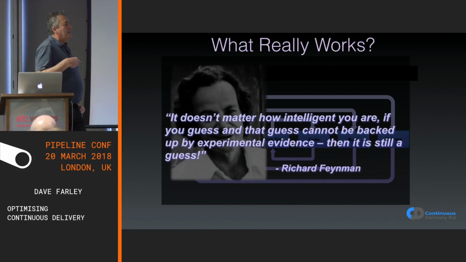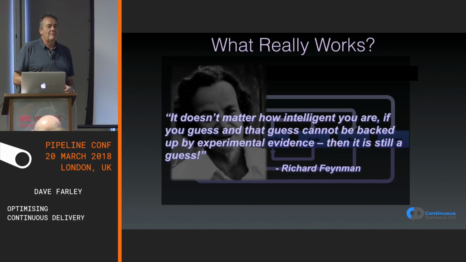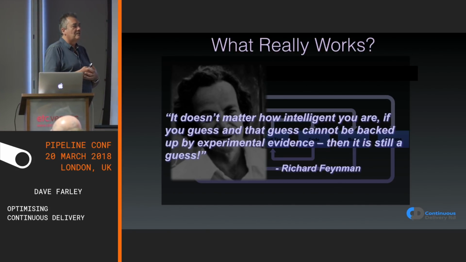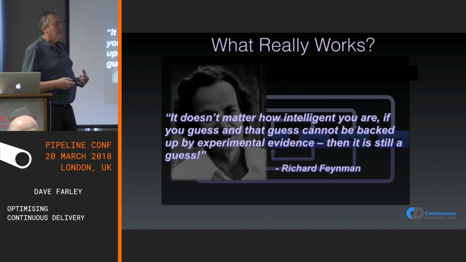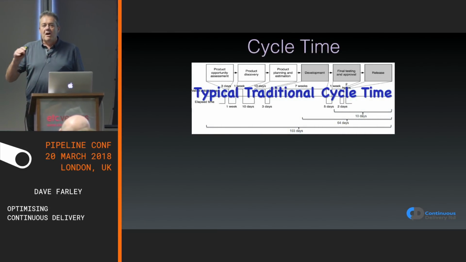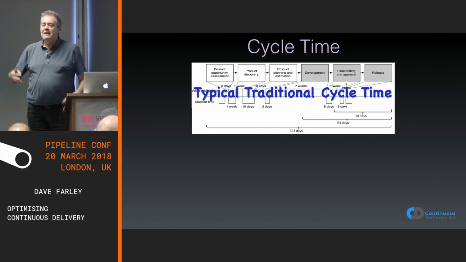We want to start working in experimental ways. It doesn't matter how intelligent you are, if you guess, and that guess can't be backed by experimental evidence, then it's still only a guess. So we want to start moving away from guesses. We want to start measuring things and evaluating things and learning from those. We're going to use cycle time to target and drive forwards to learn and adapt and understand.